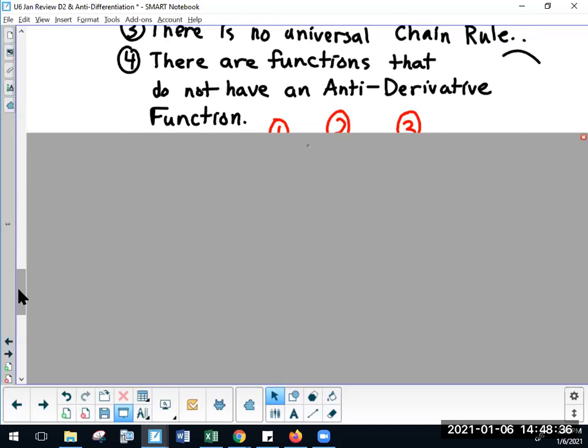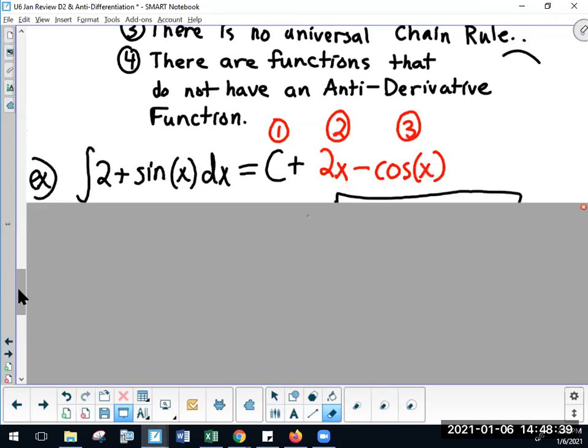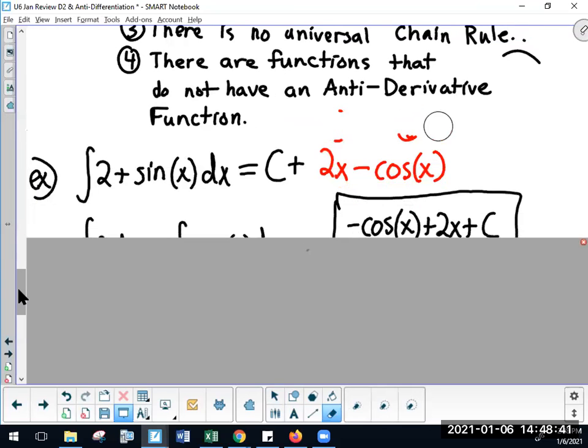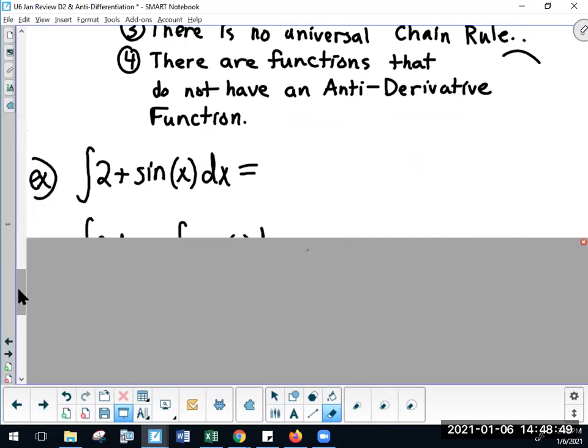We're going to do some practice. And by some practice, I mean two things. So we are going to look at an antiderivative of 2 plus sine of x with respect to x. That's what we're going to look at first. Antiderivative of 2 plus sine of x with respect to x. And the way we're going to look at this is I'm going to try to break it down for you into 3 pieces to hopefully make it comprehensible.